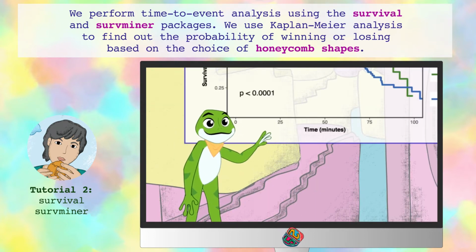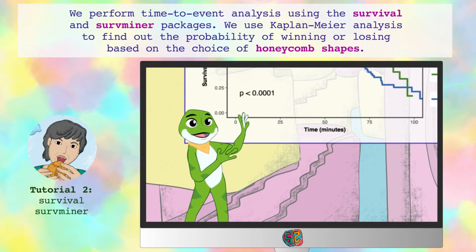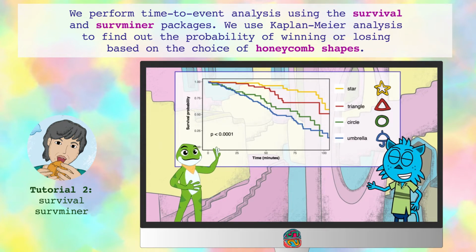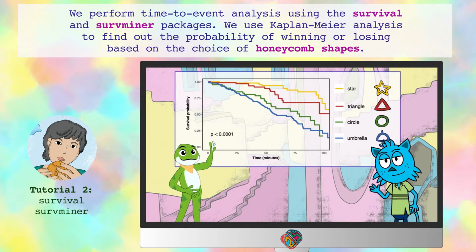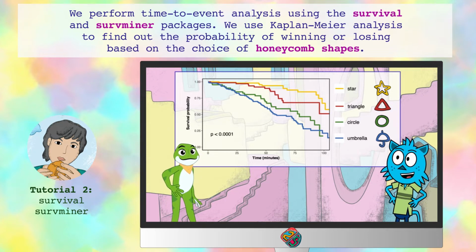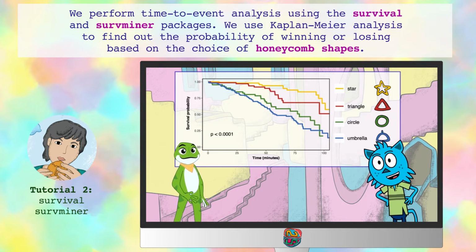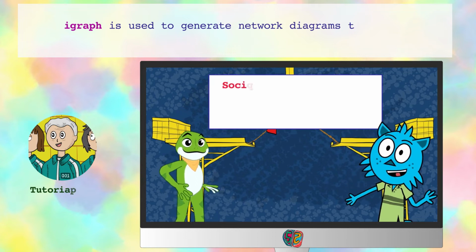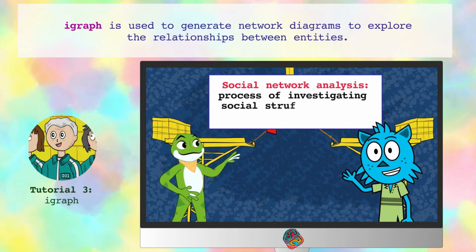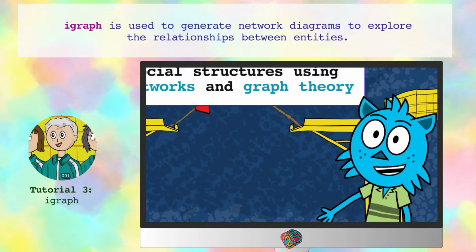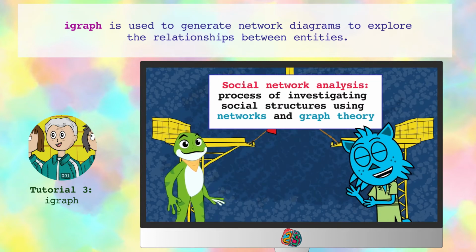That means those lines represent the 4 shapes. That's correct, Zippy. We can see that players who selected the star shape have the highest chance of surviving and winning the game. We can use the social network analysis technique to identify patterns of social interactions. We can use graph theory to understand social structures.